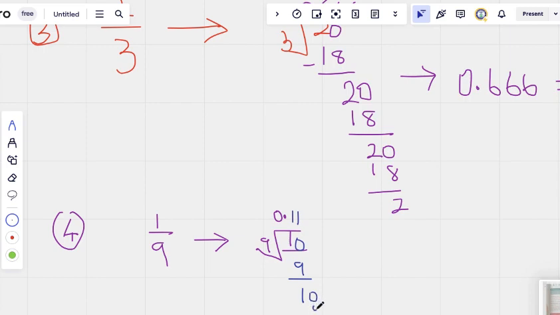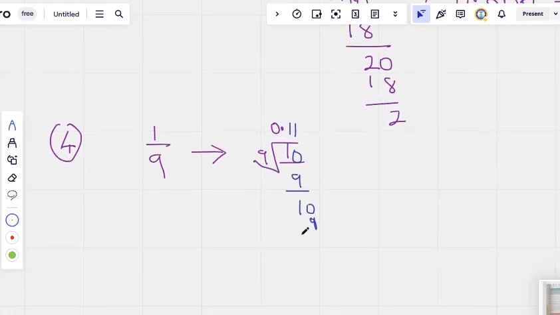If we multiply, we get 9 again, and then we subtract, we get 1. So this is going to be repeating itself. You add 0 and divide, and it keeps repeating. So this is equal to 0.1111, which is equivalent to 0.1 with a dot on top. This is the decimal equivalent of the fraction 1/9.